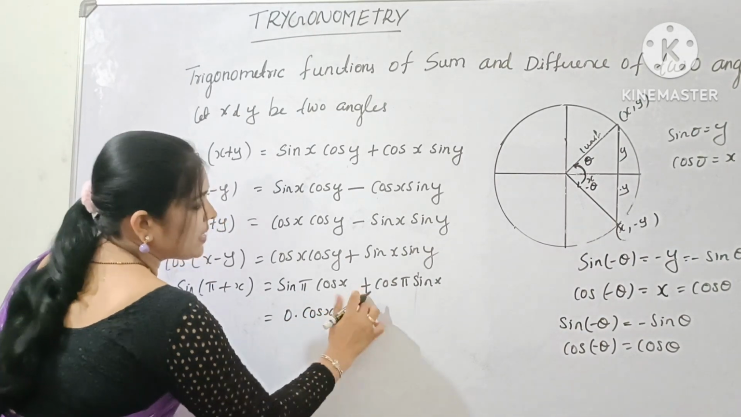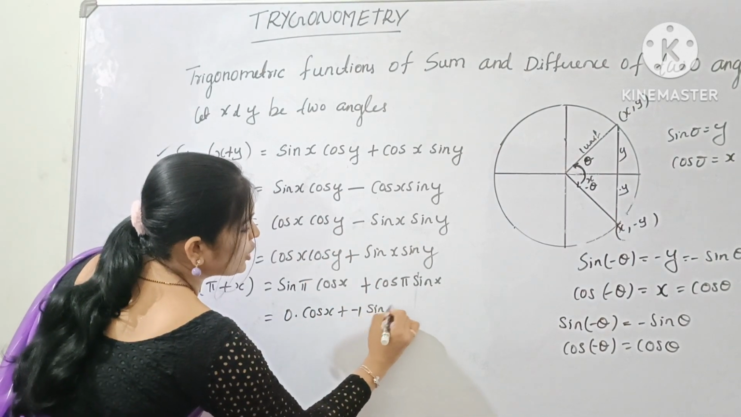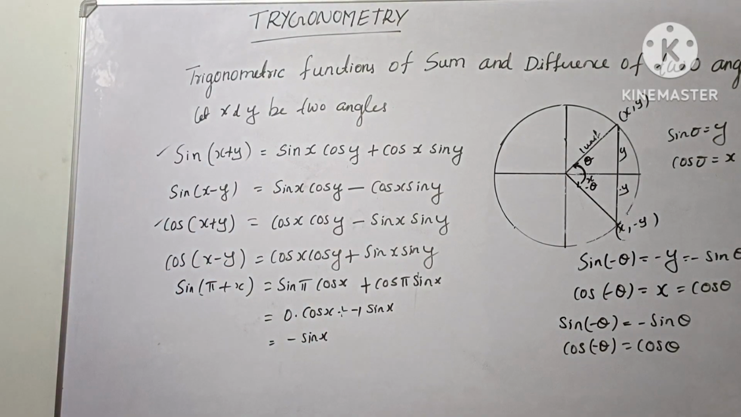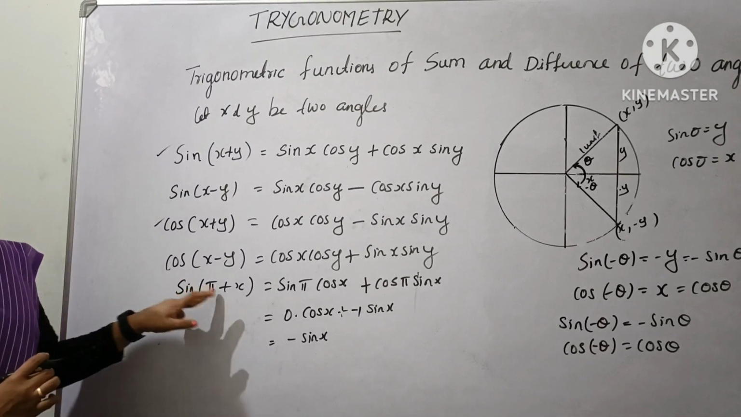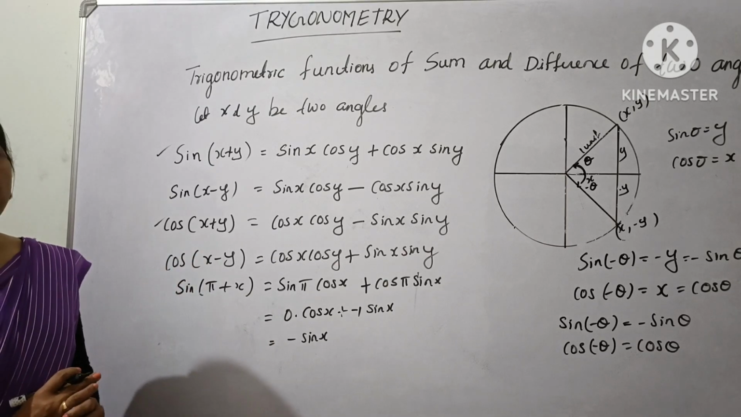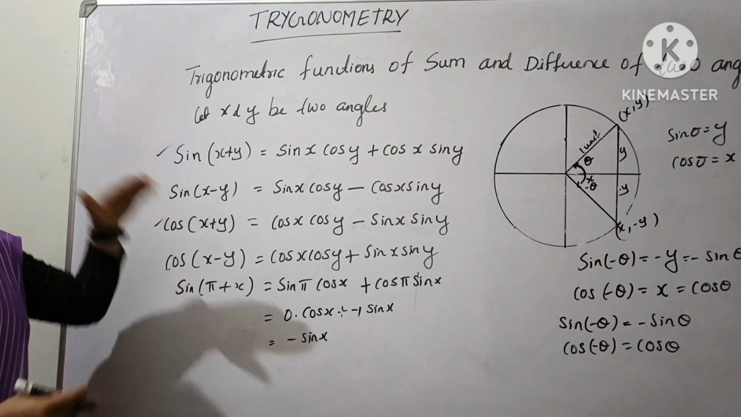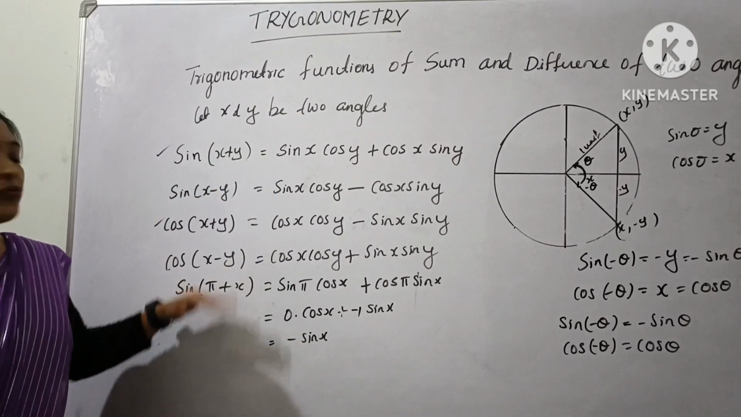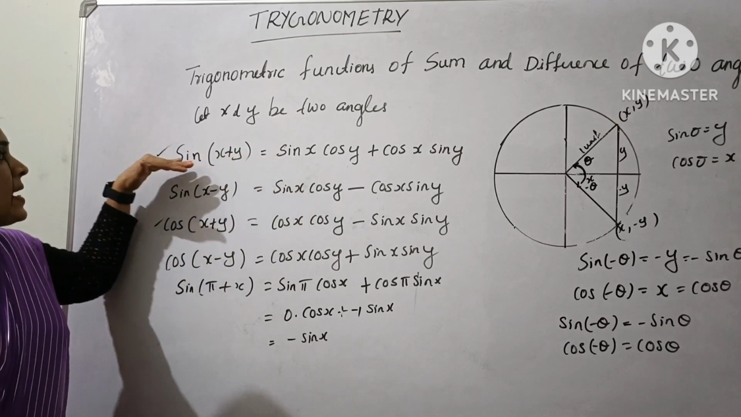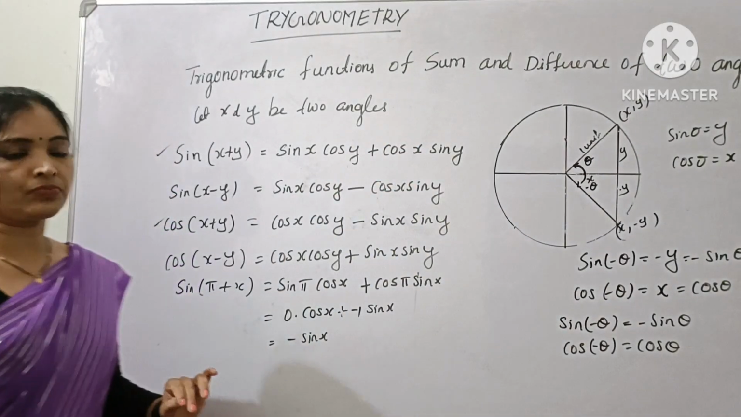So 0 into cos x plus, cos pi is nothing but minus 1, minus 1 into sin x. So the first term will be 0, and we get minus sin x. So sin of pi plus x is minus sin x. In the same way, you can find cos of pi plus x or pi minus x, and also sin of pi minus x. If you study this formula, you will be able to find all of these. So you have to study this formula: sin of x plus y is equal to sin x cos y plus cos x sin y.